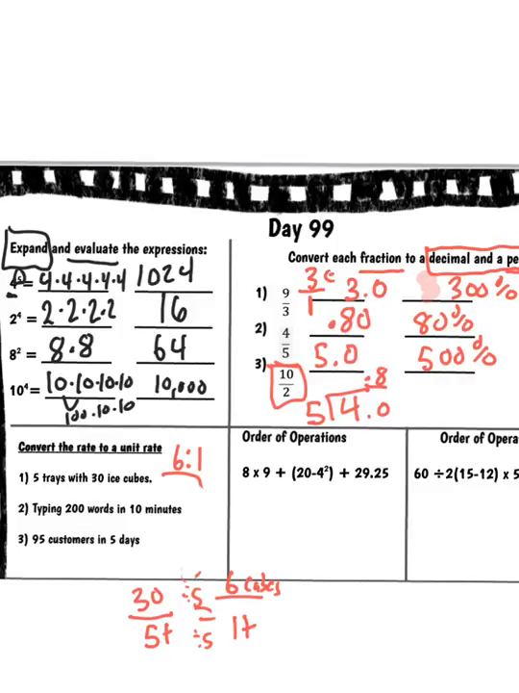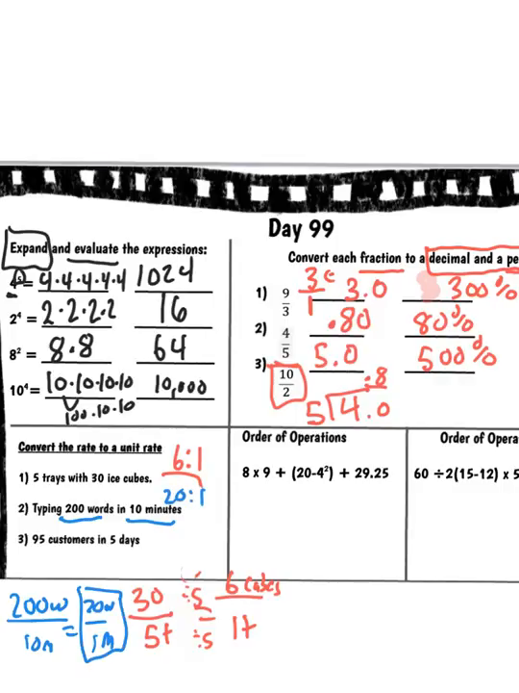The next one, 200 words in 10 minutes. So you want to find out how many words can you type in 1 minute. Again, unit rate is per 1. So you have 200 words over 10 minutes, which gives you 200 divided by 10, which is 20 words per 1 minute.